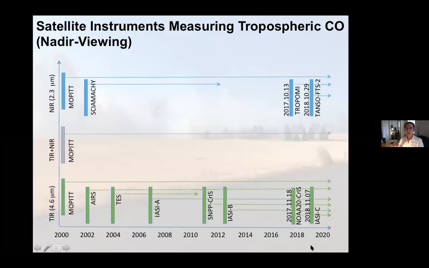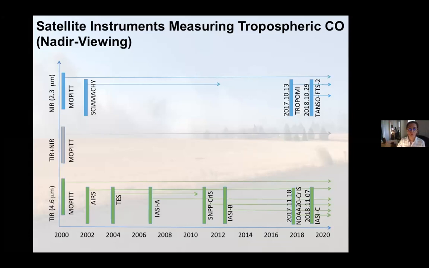Okay, so let's put MOPITT into perspective. What other instruments on satellites are out there measuring tropospheric CO? And I have to say, I'm just talking about nadir viewing instruments which measure mostly tropospheric CO. So I'm not including in this plot, say, MLS or ACE-FTS, because those are not nadir, and they also measure the upper troposphere, mostly the stratosphere.